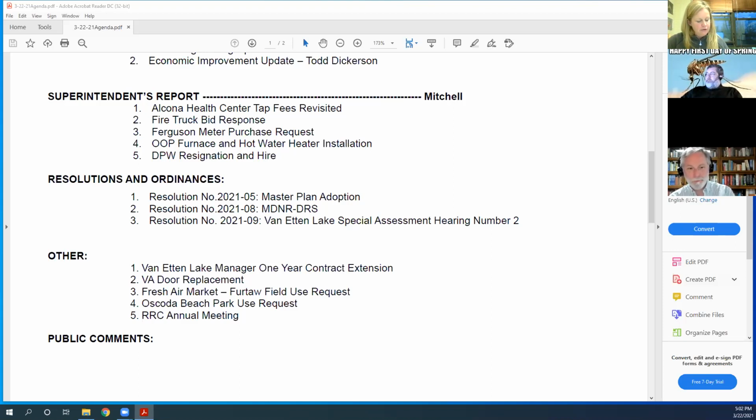Okay, moving on, fire truck bid response. All right, what we have, the department received one bid from Zubik Motors in the amount of $74,100 for the purchase of the two trucks. I would recommend the board make a motion to accept the bid from Zubik Motors for the purchase of the two vehicles for the fire department in the amount of $74,100 and authorize the superintendent to execute the bid proposal on behalf of the township. Is there any discussion or questions? Or do we have a motion?